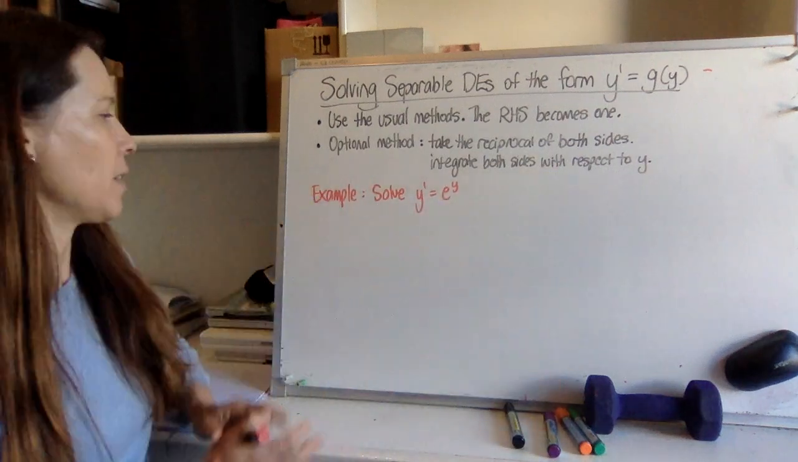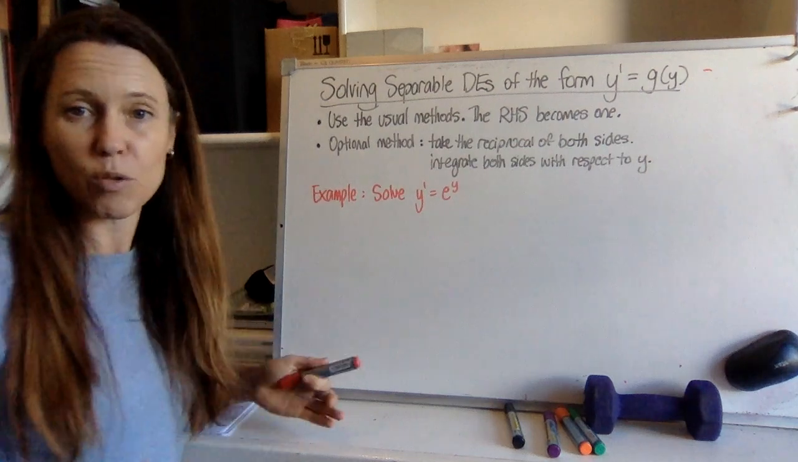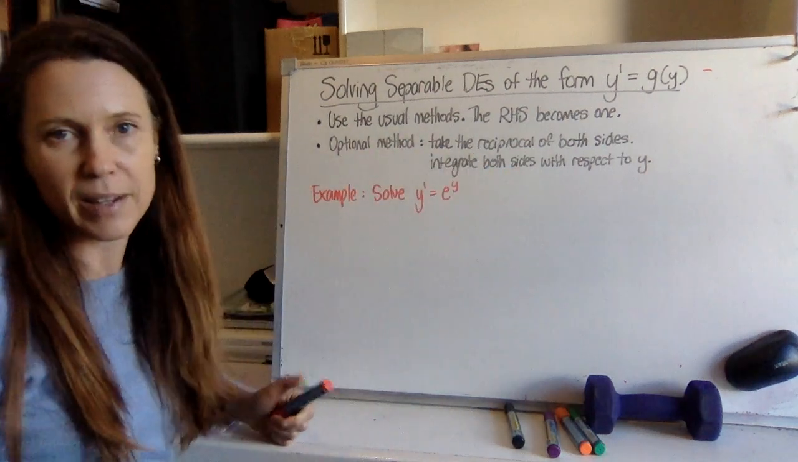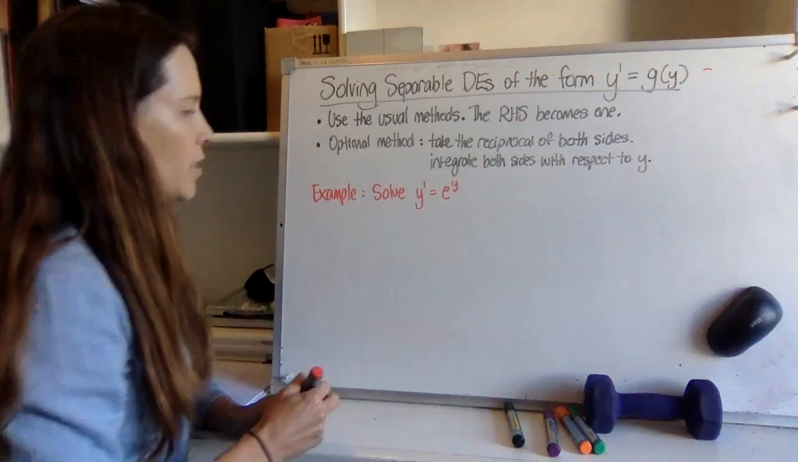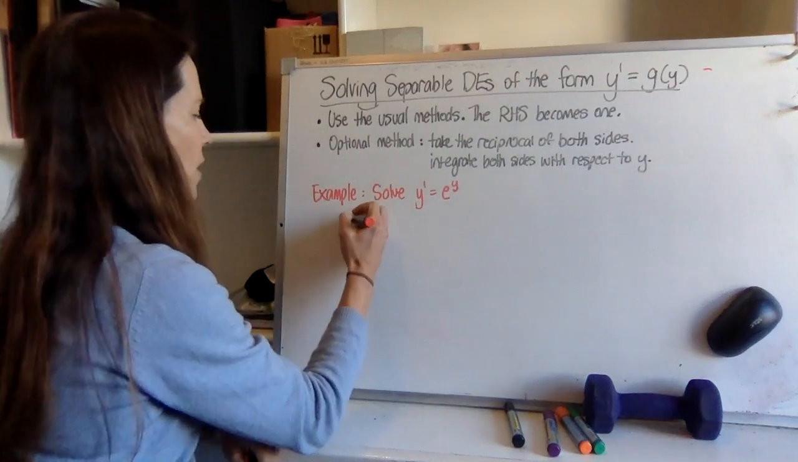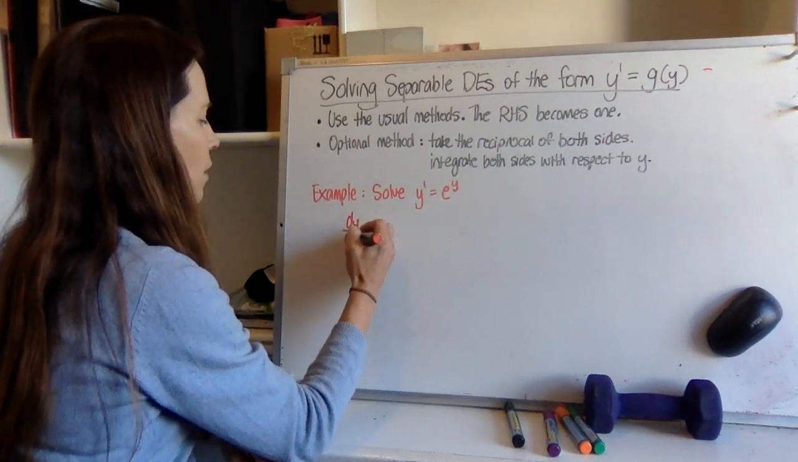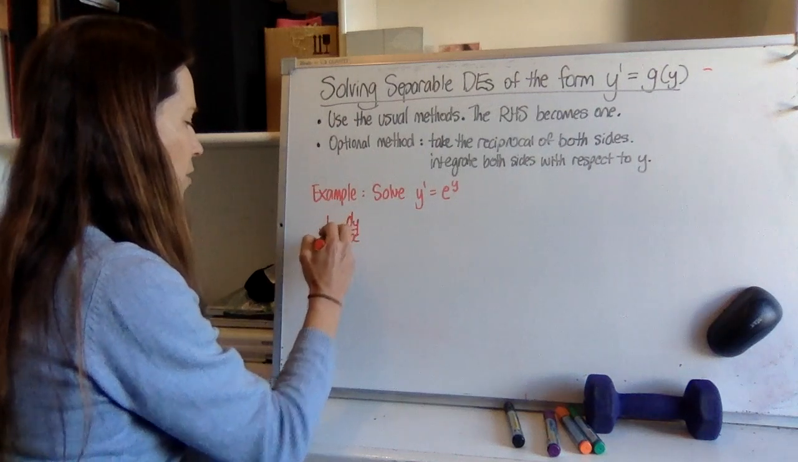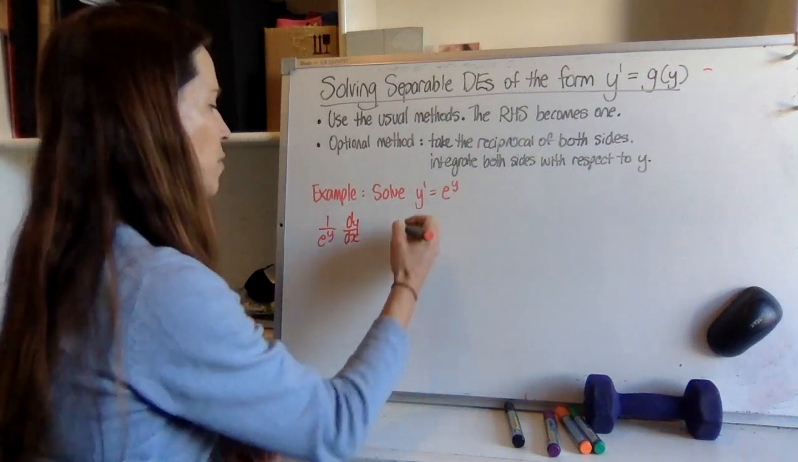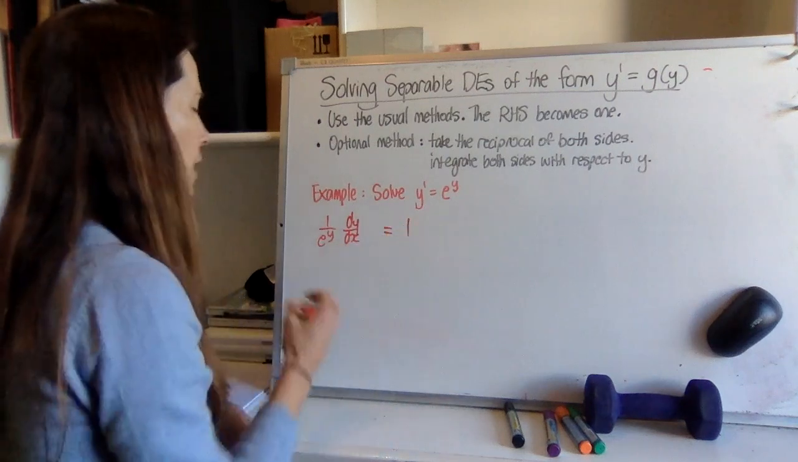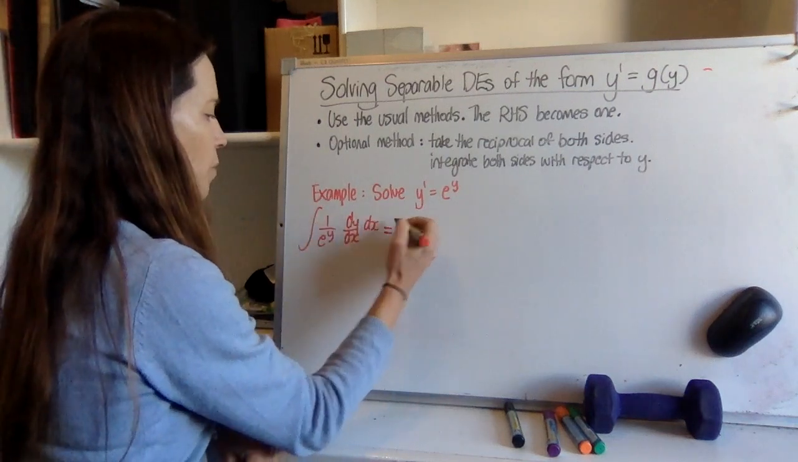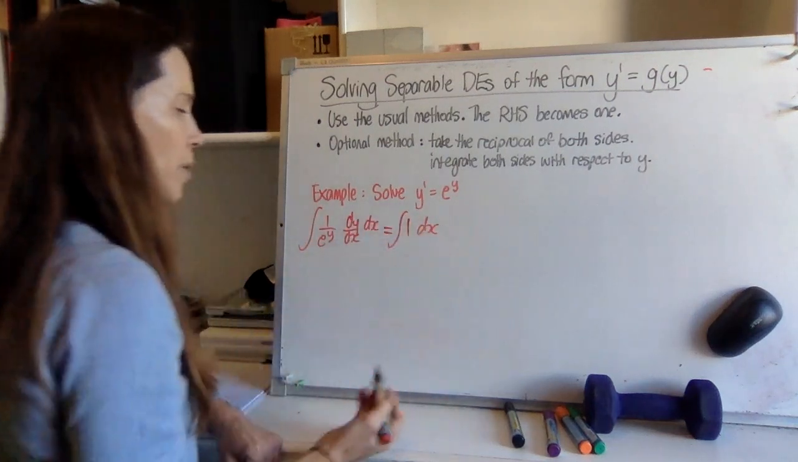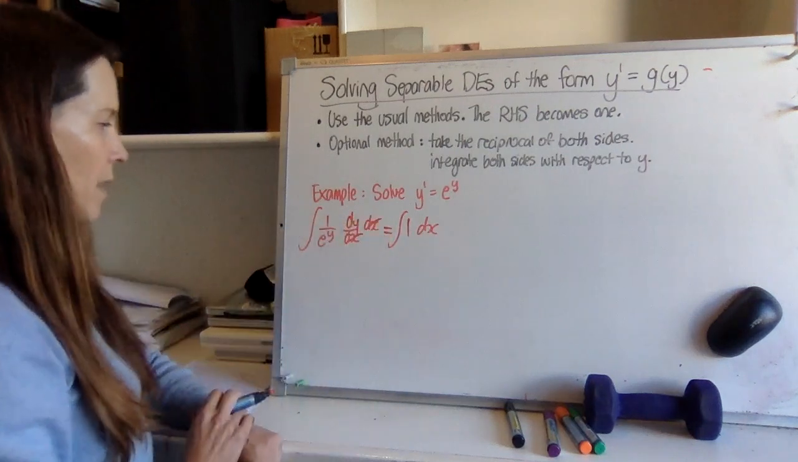So with this simple example here, I'll do it our usual way, and then I'll choose the optional method, and you can see if you like the look of it. So our usual method is to rewrite y dash as dy dx, divide by our function of y, so that gives me 1 over e to the y on this side, and that will leave me with 1 on the other side. Now I can integrate both sides with respect to x, performing the same operation on both sides. The dx's cancel as usual.